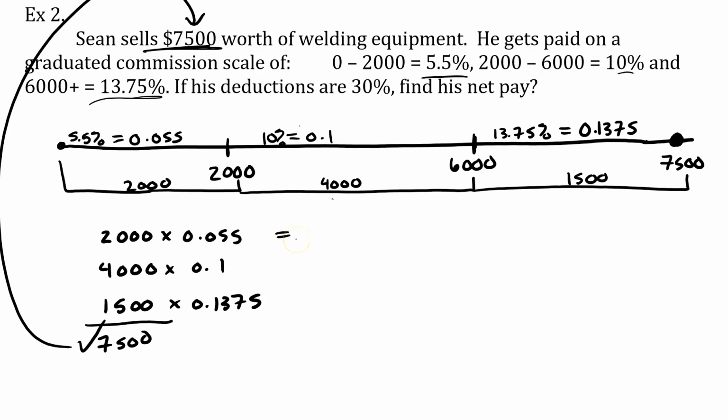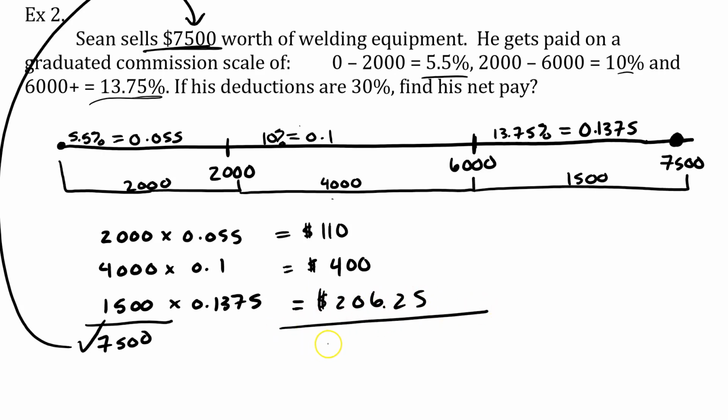So 2,000 times 0.055 is going to be 110. 4,000 times 0.1 is going to be 400. And 1,500 times 13.75%, or 0.1375, is going to be 206.25. So his total commission, when we add all those things together, is going to be $716.25. So this is his commission.